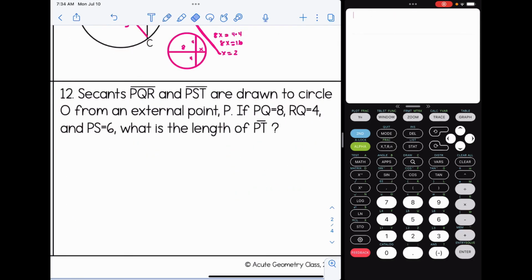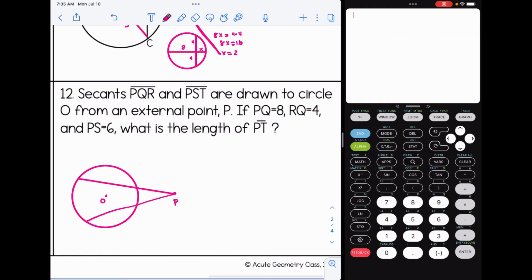Okay, for our last question, 12, we are going to have to draw the picture ourselves. So secants PQR and PST are drawn to circle O from external point P. All right, so let's start by drawing a circle. We know that the center is O, and we know that the external point is P. We know that from P, there are 2 secants, and we know their names are PQR and PST. So I'm just going to make the top one PQR. So PQR and PST. Okay, just make sure the letters go in order. So Q shouldn't be between P and R, for instance.